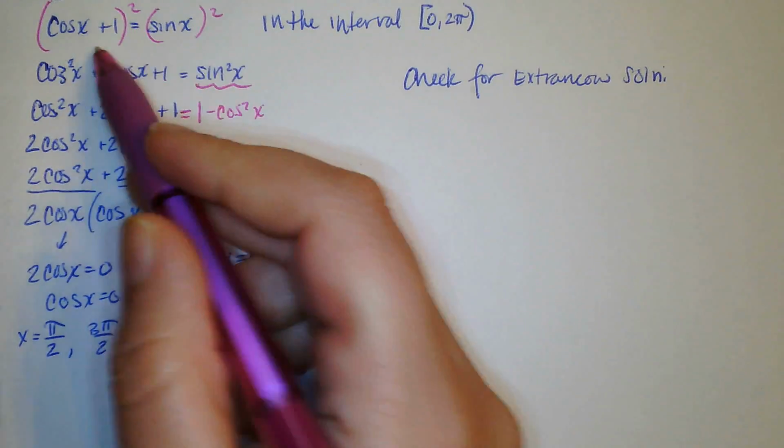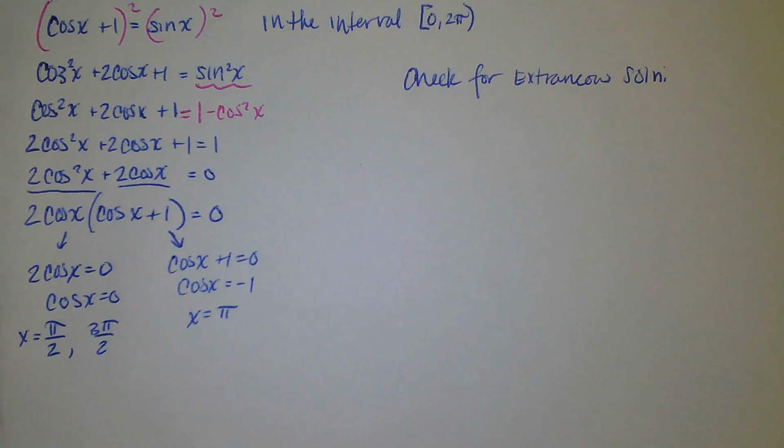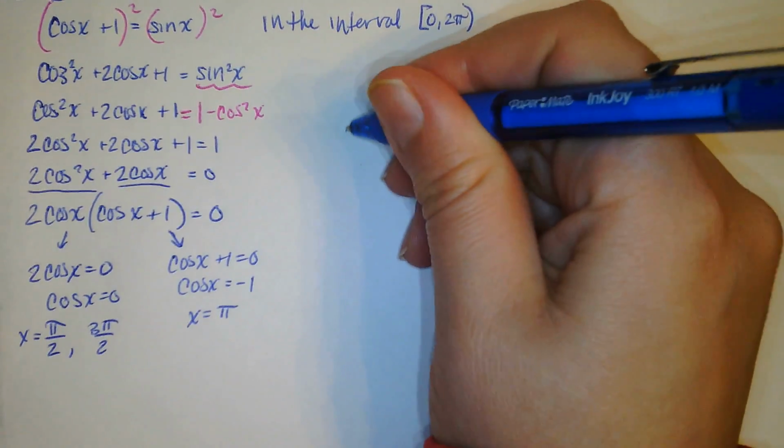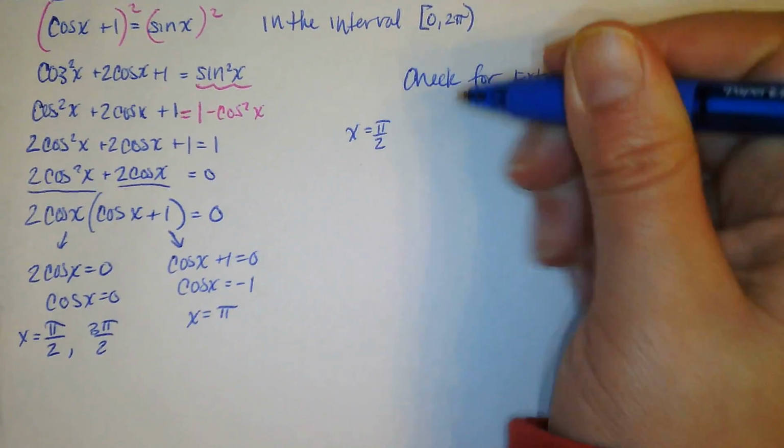Only because we squared both sides. If we wouldn't have squared both sides, we wouldn't have had to check. So we're going to plug them all in. So first let's plug in x equals pi over 2.